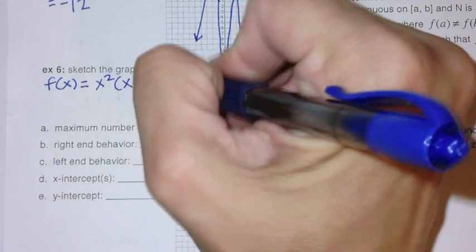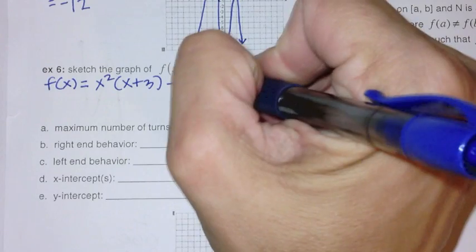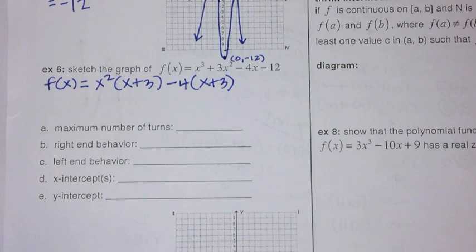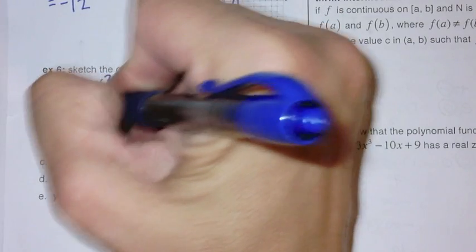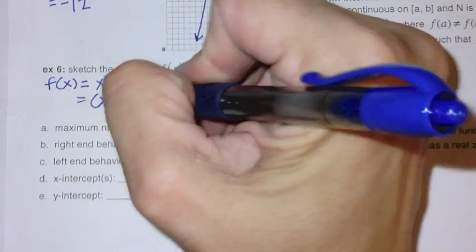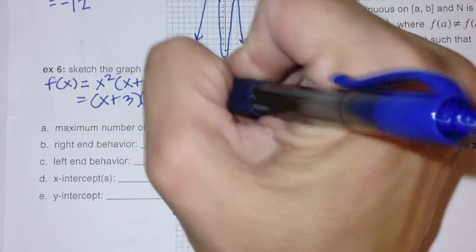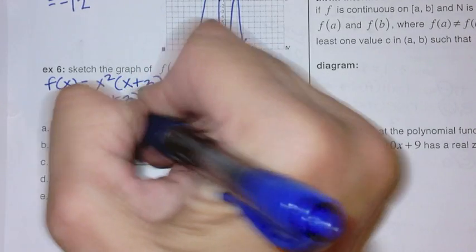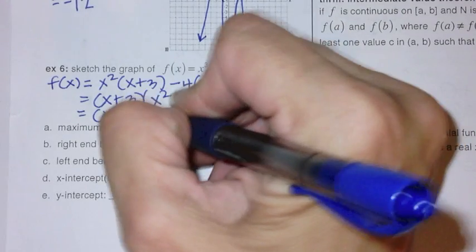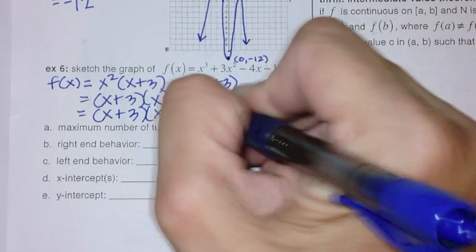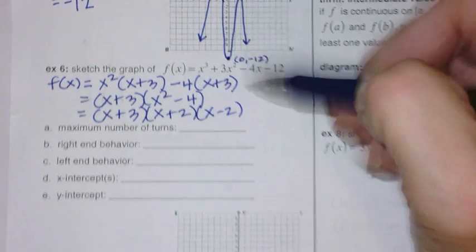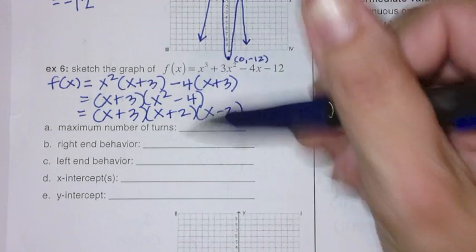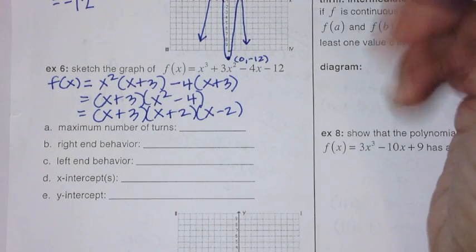and then we're going to pull out a negative 4 from the last 2 terms, and then you can see these 2 terms have an x plus 3 in common, leaving us with x squared minus 4, which is a difference of squares, so it can be written as x plus 2 times x minus 2. It's just easier to do that first, but you could very well start graphing first if you wanted to.